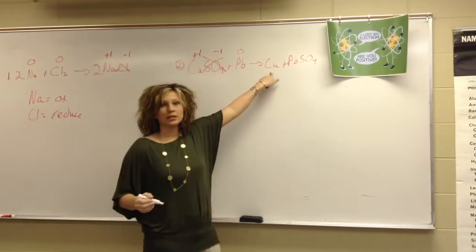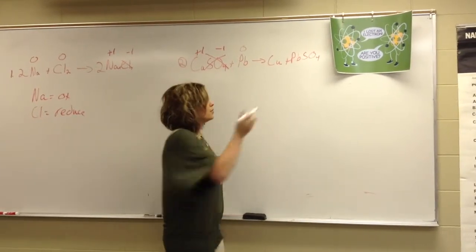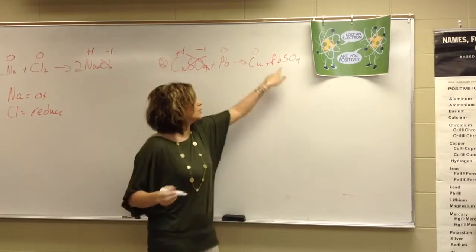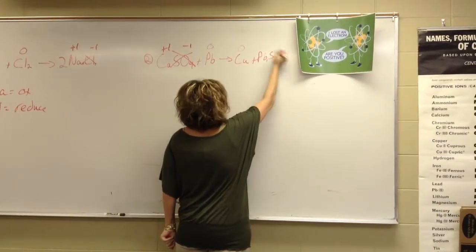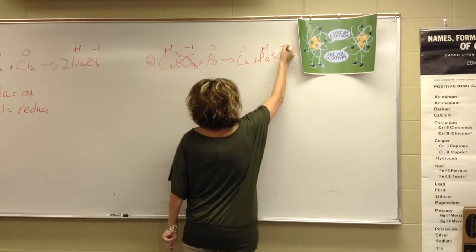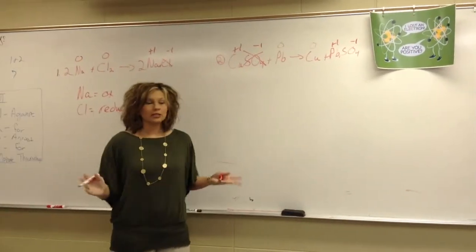Then you go on the other side. Copper is by itself, so it's neutral. And you do the same thing here. This lead is considered 1 right here, and that sulfate is considered 1, so that's going to be a positive 1, negative 1.